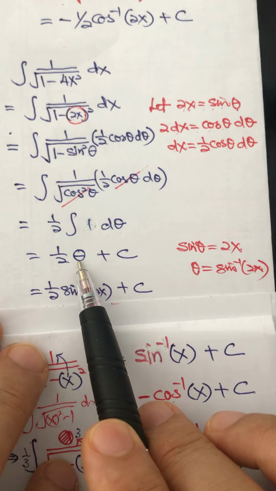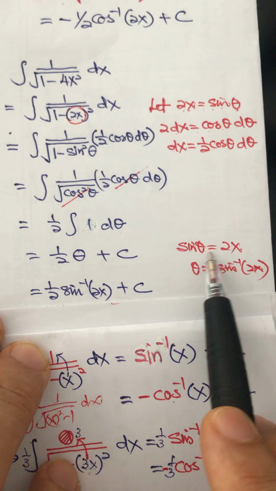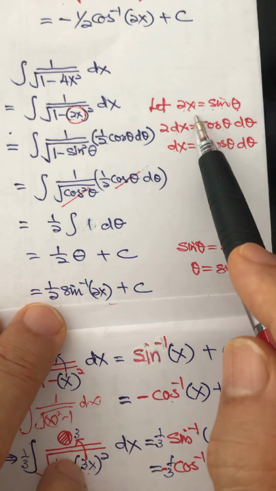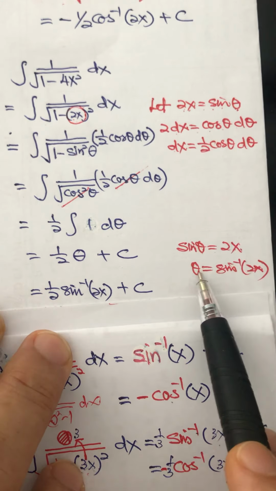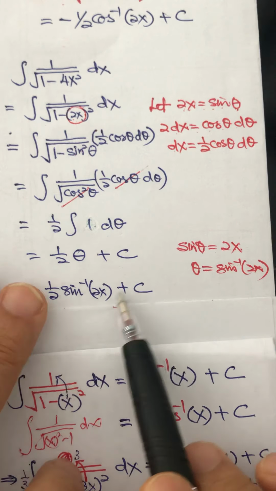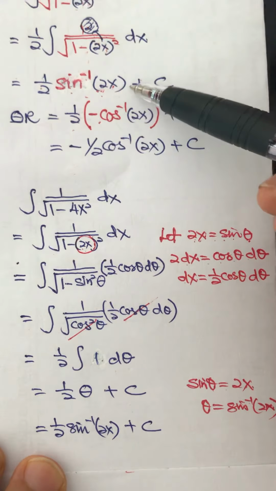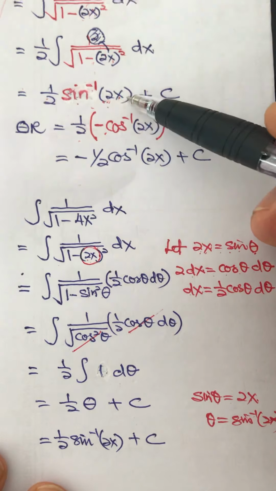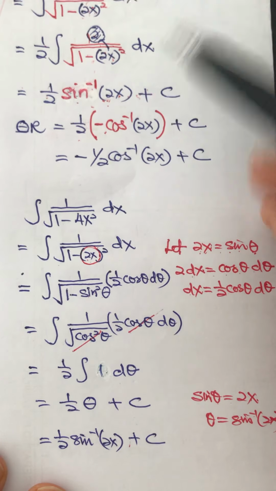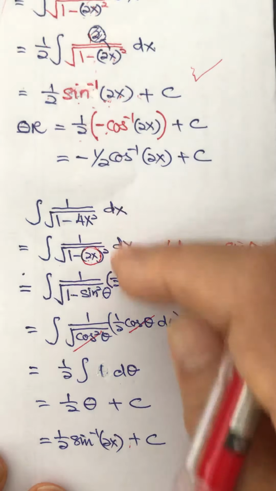So what is your theta? Sine theta is 2x, as we already substituted on top here. That means theta will be arc sine 2x. So you get this answer. You see, it is exactly the same. But this one you memorize, and this one you show the steps.